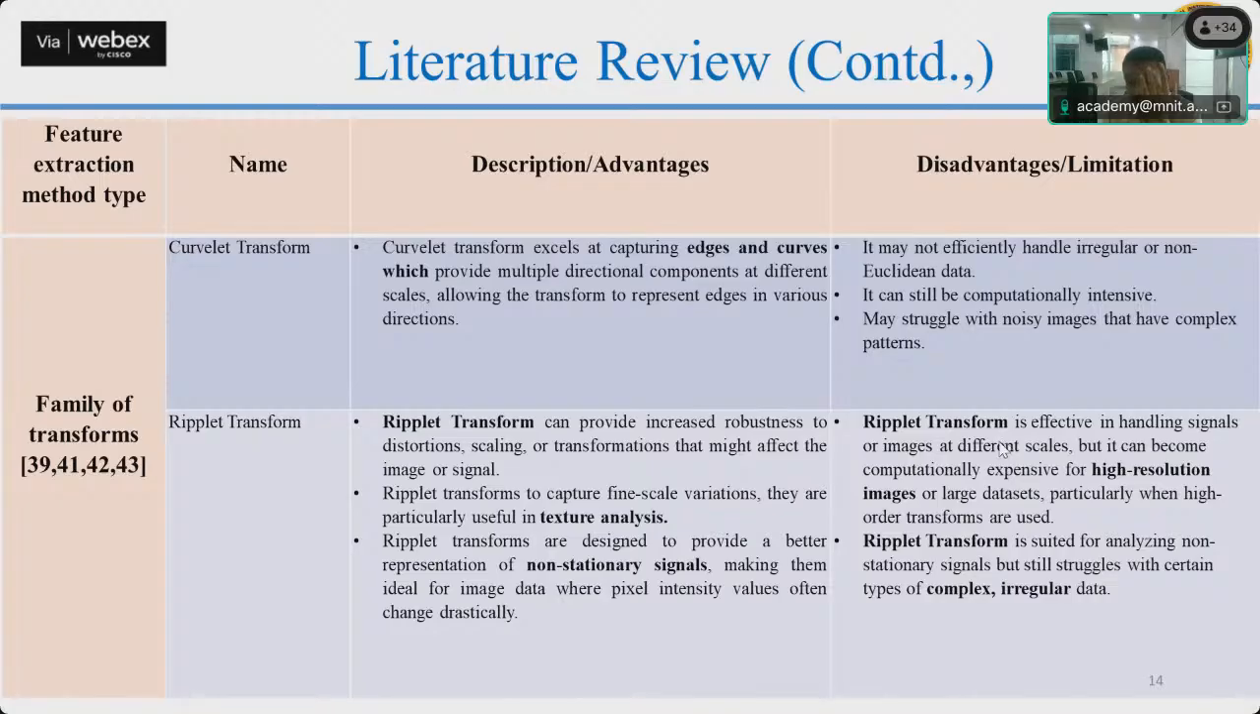What is its disadvantage? The ridgelet transform is effective in handling signals or images at different scales, but it can be time-expensive for high resolution, particularly when high-order transforms are used. Ridgelet transform is used for analyzing non-stationary data with certain types of complex irregular data.